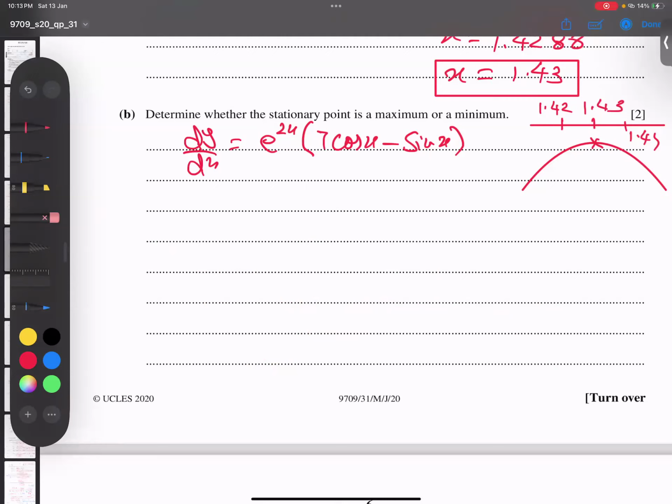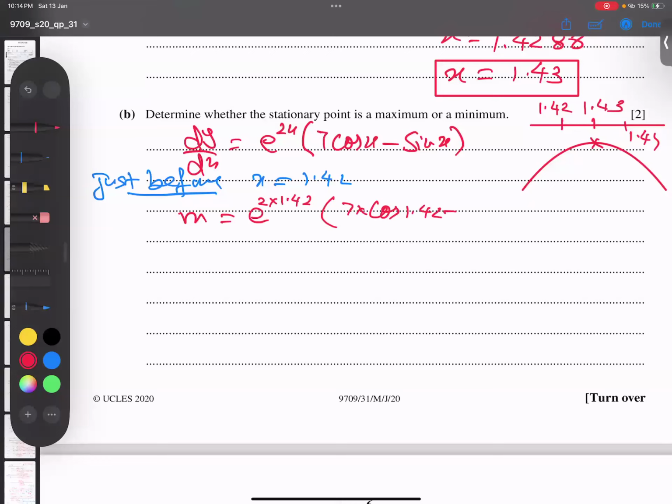So for example, you will ask me one question: sir, how can we find the gradient here? Derivative is also called gradient. So I will plug in 1.42 here, here and here. Look, I'm writing now. Just before, at x value 1.42, I'm going to replace every x by the same. So the gradient I'm finding is e to power 2 times 1.42, times 7 cos 1.42 minus sine 1.42, and I'll get the answer.